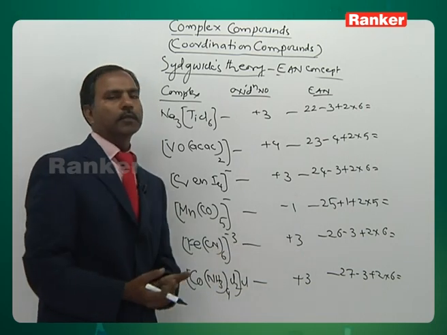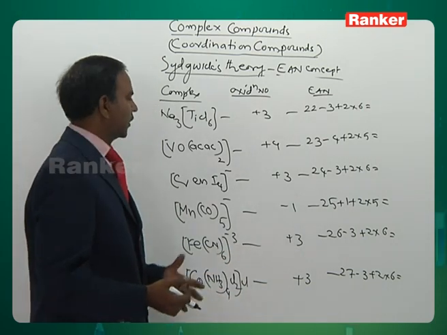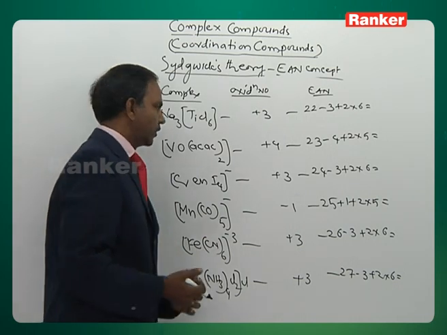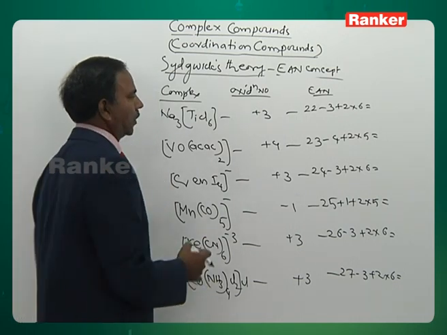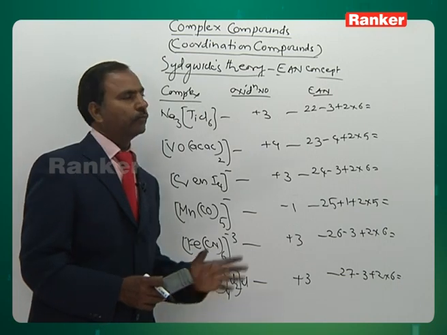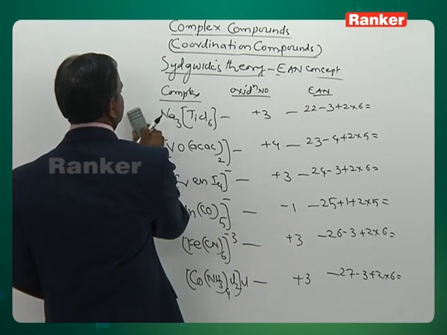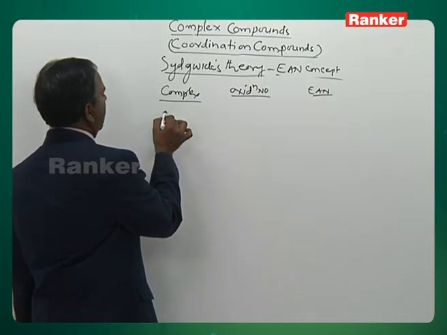Few more complexes I will write on the board. Let us take 6 complexes written. Few more I will write, at least 12 to 15 complexes, as examples to show how to calculate this effective atomic number. I hope you have followed well. Still I will give some more examples. See the next complex.